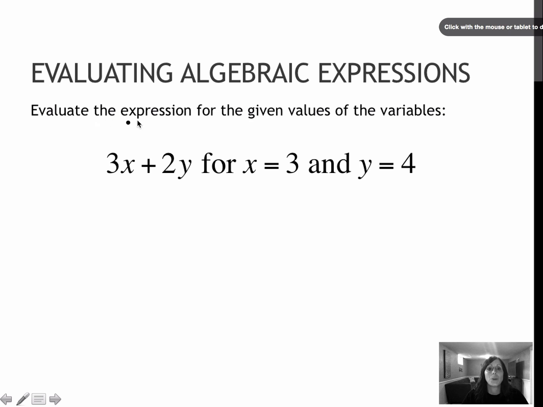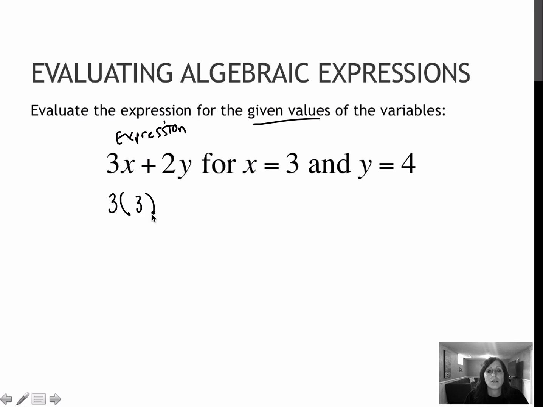If we are to evaluate the expression 3x plus 2y, so this is the expression, and they're asking us to evaluate for the given values. So they're telling me that x is 3 and y is 4. So that means I'm replacing x with 3 and I'm replacing y with 4.